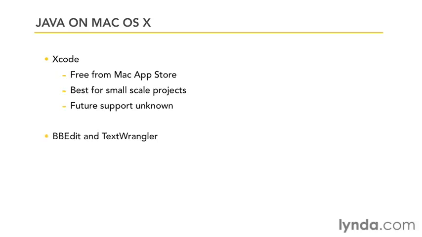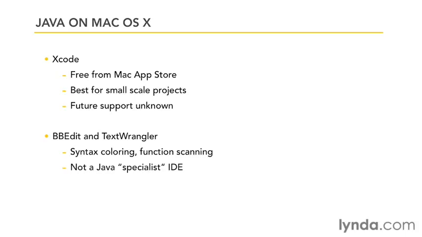Other options that are unique to Mac OS X are two products that are related called BBEdit and Text Wrangler. These products are both from the same company, and they support syntax coloring, function scanning, and other tasks that are common to programmers' editors. Neither of these tools is a specialist IDE for Java. That is, they weren't designed specifically for use with Java. But again, if you're already comfortable with these tools and you like products that really take seriously a Mac-style interface, these are worth looking at.